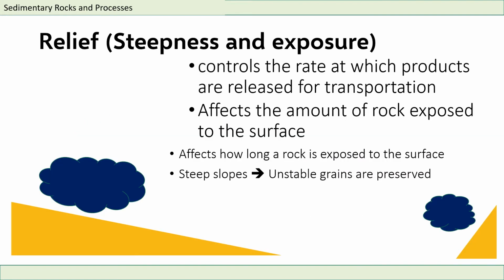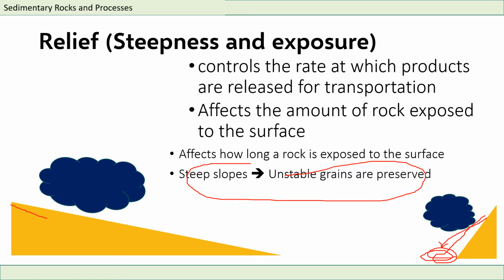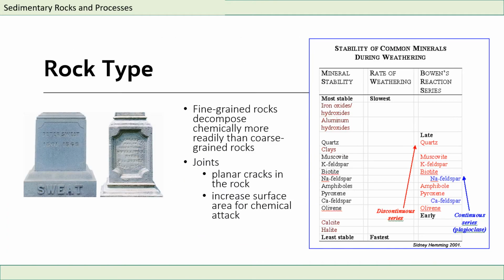Relief refers to the steepness and the amount of exposure of rocks on the surface. If you have steeper slopes, unstable grains are sloughed off, deposited, and eventually covered and preserved, in contrast to gentler slopes, which are more exposed and therefore have higher rates of chemical weathering. For rock type, fine-grained rocks decompose chemically more readily than coarse-grained rocks because they have more exposed surface area. Joints also play a role in increasing the surface area for chemical attack.